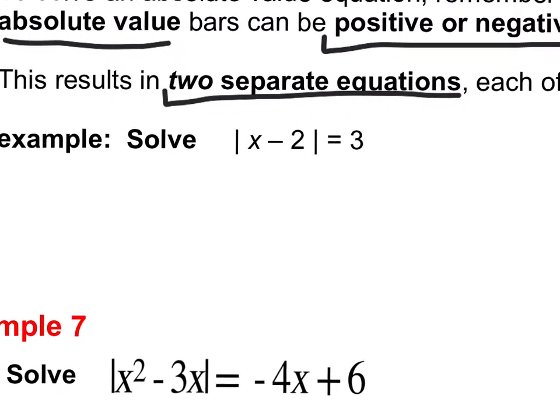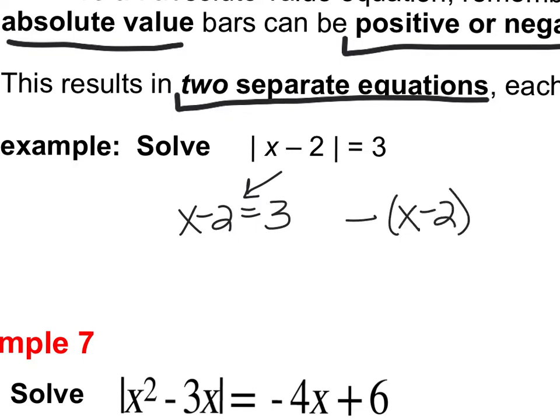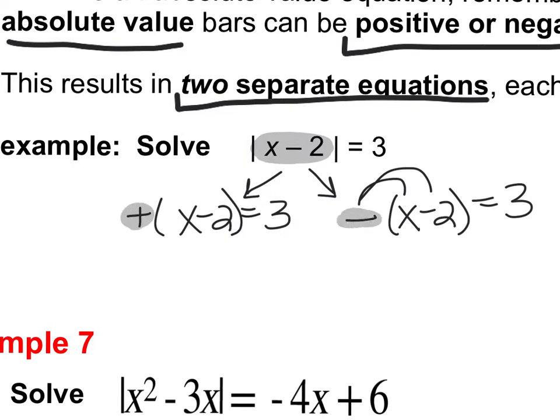If we look at the first example, this means that positive x minus 2 could equal 3, or negative (x minus 2), and notice how I put that in parentheses because this negative gets applied to both, could equal 3. Here's my positive version, and we could still put that in parentheses. The positive just doesn't change it. And then here's my negative version. So two equations, whatever's inside the parentheses is what could be positive or negative.